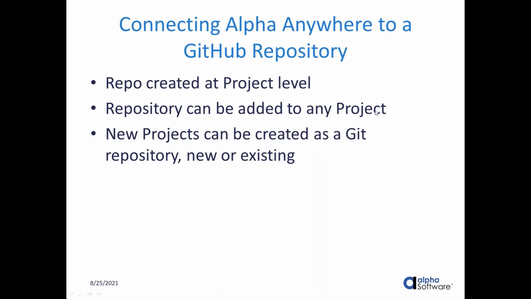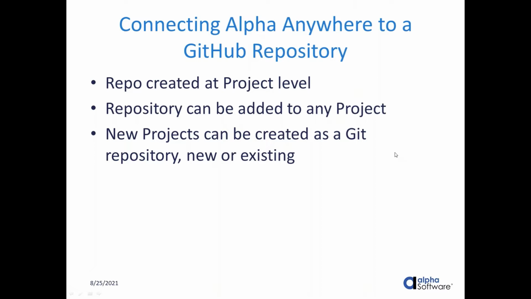So with Alpha Anywhere, you can connect any project to a repository, either a Git or a GitHub repository. And those repositories are created within your projects. Any project can be turned into a Git or GitHub repository, and any new project can be created as a Git repository or can be cloned from an existing GitHub repository.